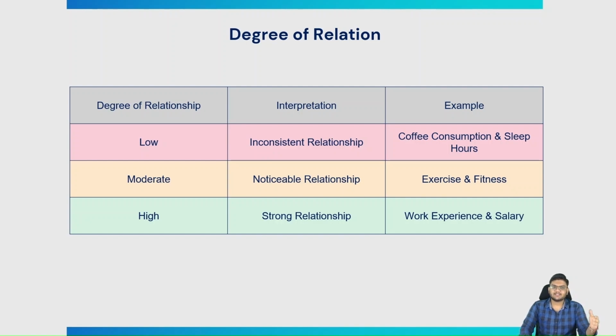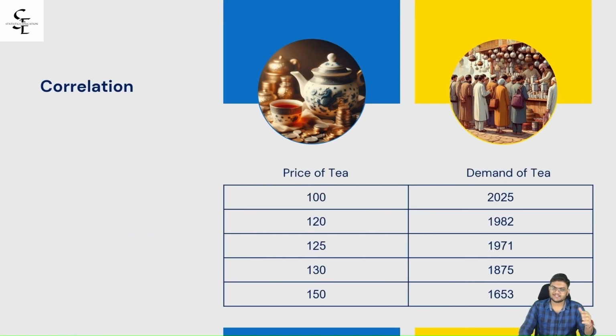And lastly, when the degree of relationship is high, then there is a strong relationship between two variables. Here, the effect of one variable over the other is extreme. For example, work experience and salary. A fresher will get less salary, while a professional worker with experience will get higher salary. That's all about degree. Now let's understand why obtaining correlation is important.